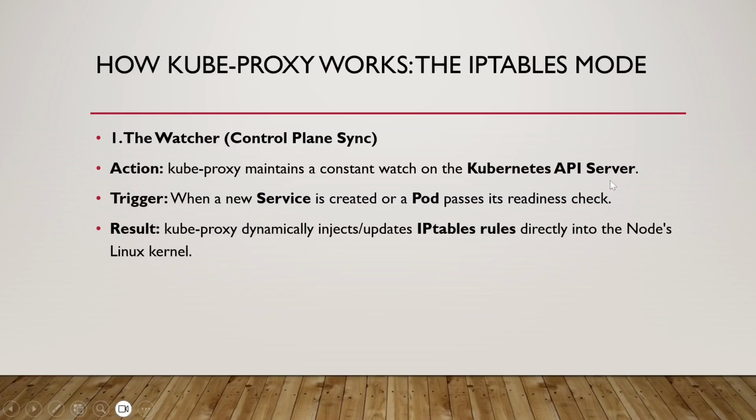That sits inside the control plane, the master node you can say. It triggers when a new service is created or a pod passes its readiness check. The result is that kube-proxy dynamically injects updated iptables rules directly into the node's Linux kernel. Here you have to think that every node has a kernel, mostly Linux kernel. So kube-proxy works very closely with the Linux kernel, and it injects every instruction received from the kube API server.